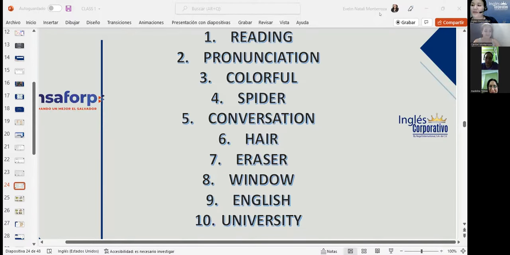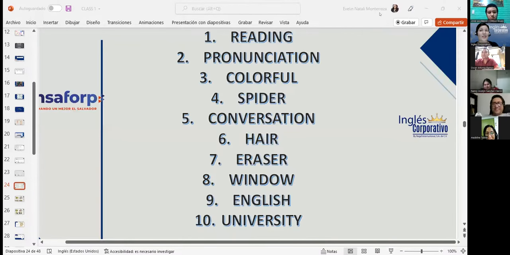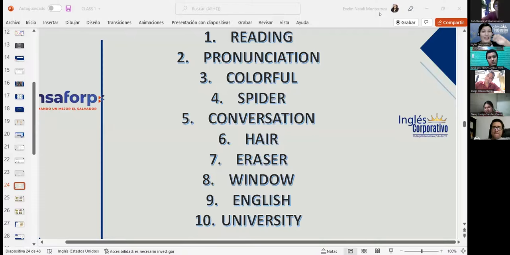7? 6? 4. 3. 2. Hey, 6. But 6 is good. So 5. 4. 3, 2, 1. Ruth Daniela, how many correct did you have? ¿Cuántas correctas tuvo, Ruth? 5. Con mucha honra, ese es mi 5.